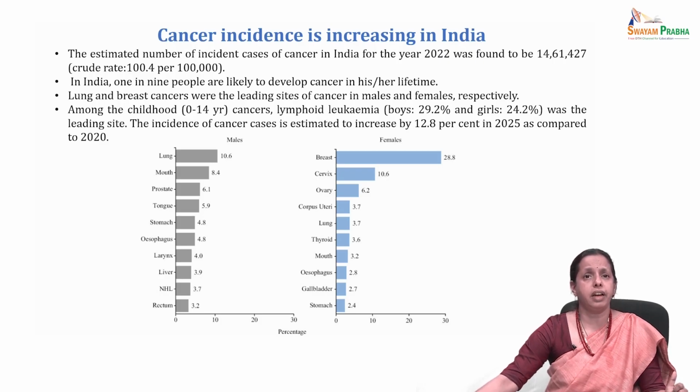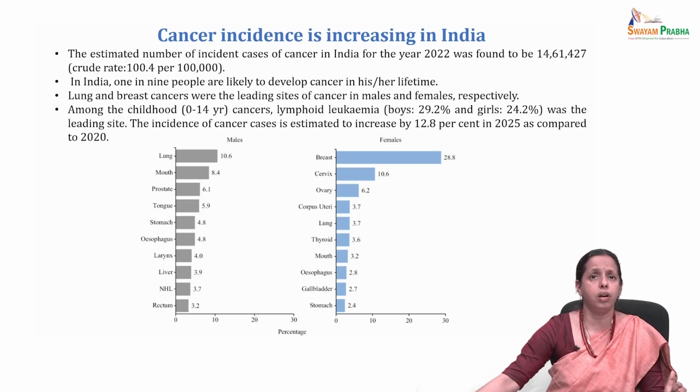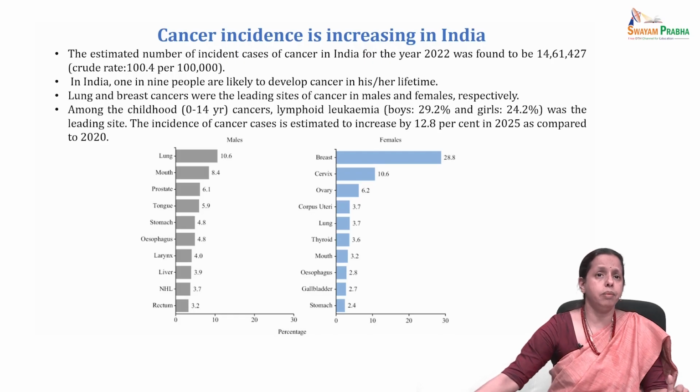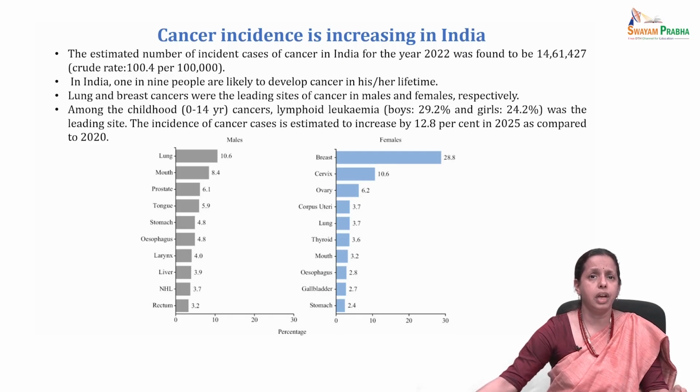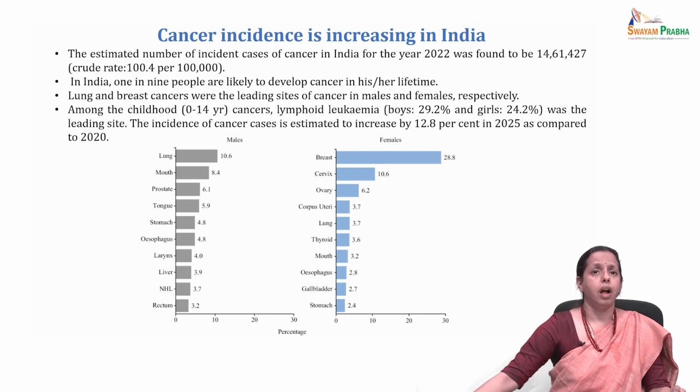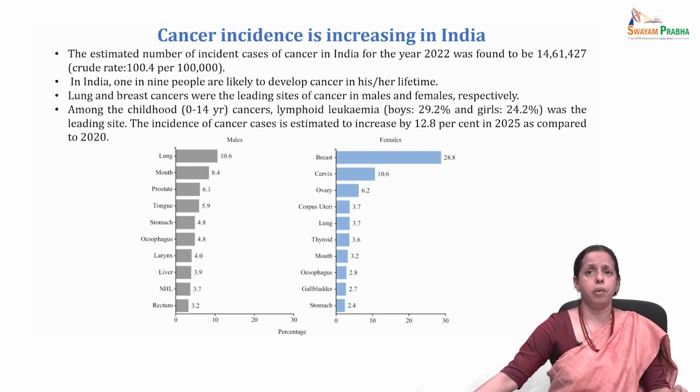Among the pediatric cancers, lymphoid leukemia is in the lead. In males, you can see the lung, oral, prostate, stomach, esophagus, larynx and liver cancers, which are all causes of cancer deaths. Whereas in females, the leading ones are breast, cervix, ovary, and even the lung, which is also coming close in this bar. This is how the statistics look in India.